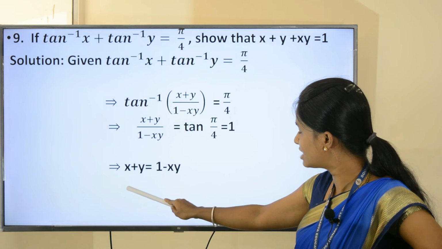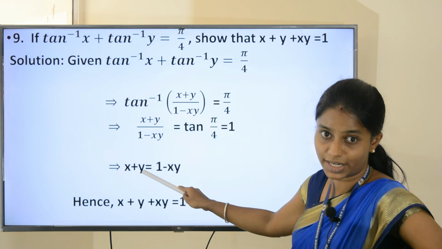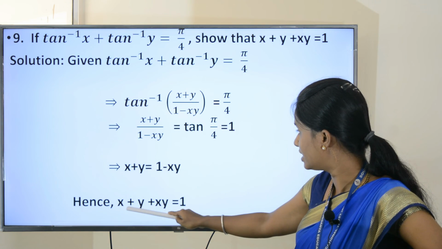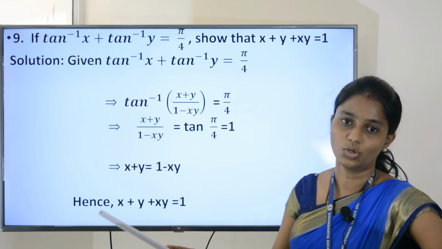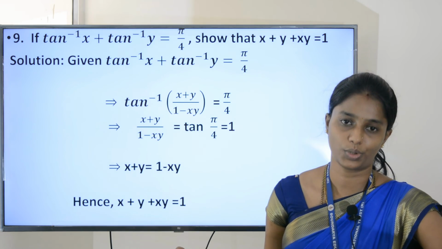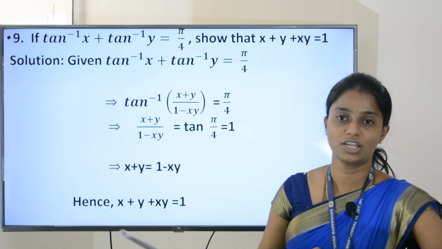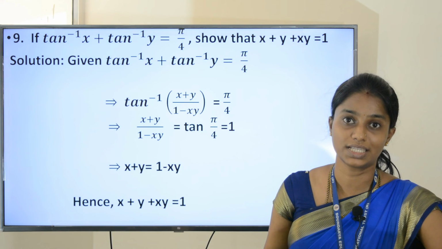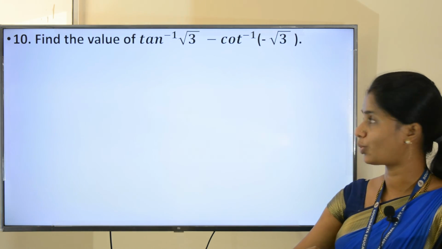That is x plus y. Shift the right hand side term to the left hand side. That is x plus y plus xy is equal to 1. So this is the answer for this particular question. We have considered in this question, the given data is tan inverse x plus tan inverse y is equal to pi by 4. Okay. Now we'll move on to the next question, students.